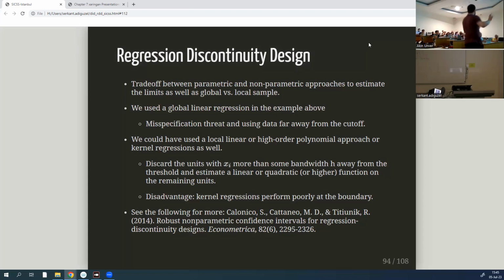One thing that I didn't mention is that if there is manipulation around the cutoff, you cannot use RDD. If you can manipulate perfectly so that you just switch from the left to the right, then that violates the identification assumption of RDD. So let's assume you cannot just manipulate your income in the US. Then that's a nice RDD design, right?